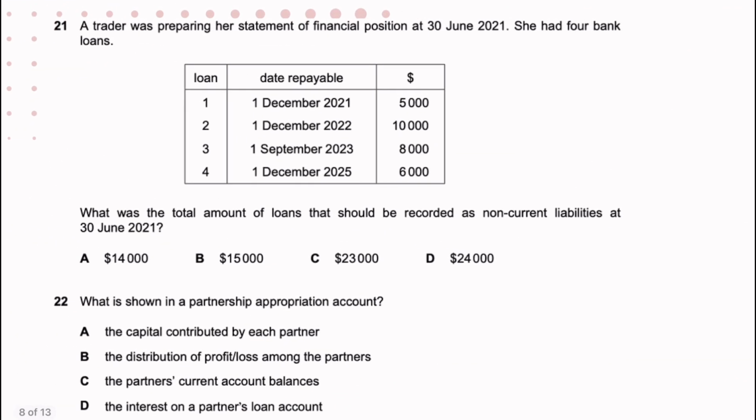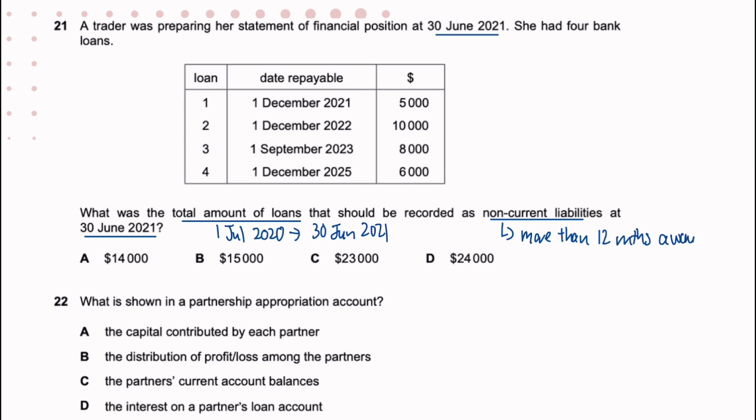Question 21. A trader was preparing her statement of financial position at 30th June 2021. She had 4 bank loans. What was the total amount of loans that should be recorded as non-current liabilities at 30th June 2021? First, we always need to draw out the accounting period. So it's 1st July 2020 to 30th June 2021. How do we know that the loan is a non-current liability? We need to find a loan that is more than 12 months away from the year end, and we add them up, it will give us non-current liabilities.